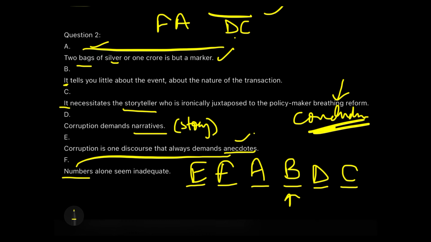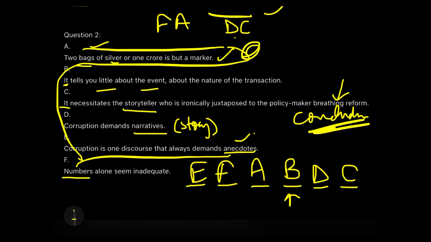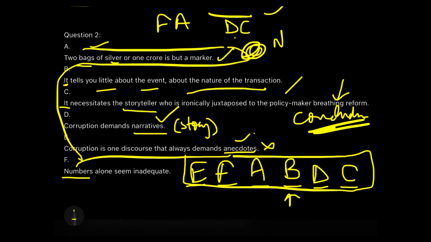2 bags of silver, 1 crore is but a marker is an example related to the numbers, and then it tells you a little about the event. What tells you a little about the event? These numbers tell you a little about the nature of the transaction, and then I'll state again that corruption not only requires anecdotes but also requires narratives, and then an example concluding whatever we said so far. So that confirms my answer as EFABDC for the second question.